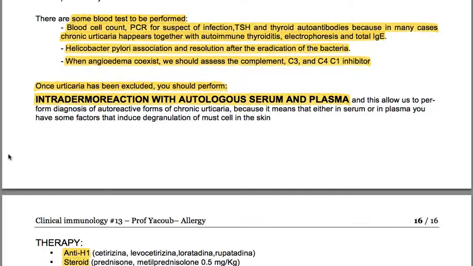Once other causes of urticaria have been excluded, you should perform intradermal reaction with autologous serum and plasma, and this allows us to perform diagnosis of autoreactive forms of chronic urticaria, because it means that either in serum or in plasma you have some factors that induce the degranulation of most of the mast cells in the skin.